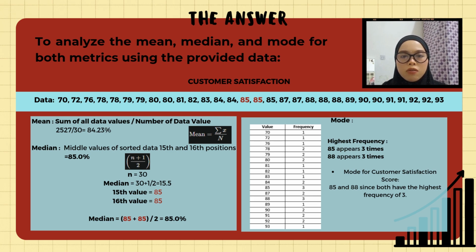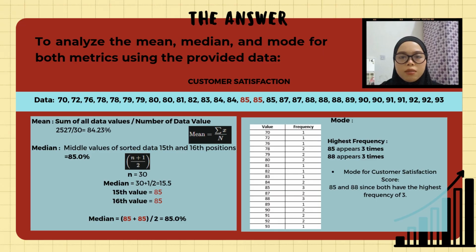Here is the listed data from customer satisfaction, which is from 70 to 93. When you have listed all the data, next you have to find the mean. The formula of the mean is the sum of all the data values divided by the number of data values. Here I get 2527 as the sum of all the data values, and 30 as the number of data values. So the total is 84.23%.